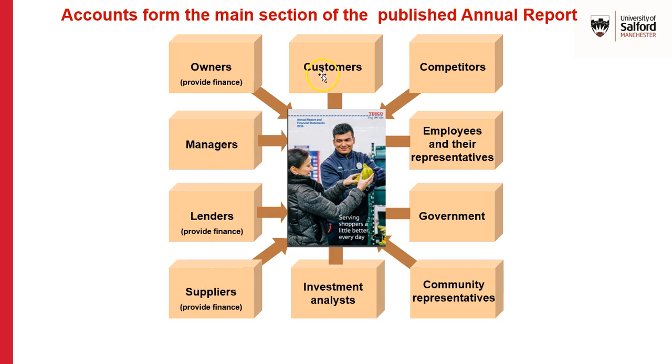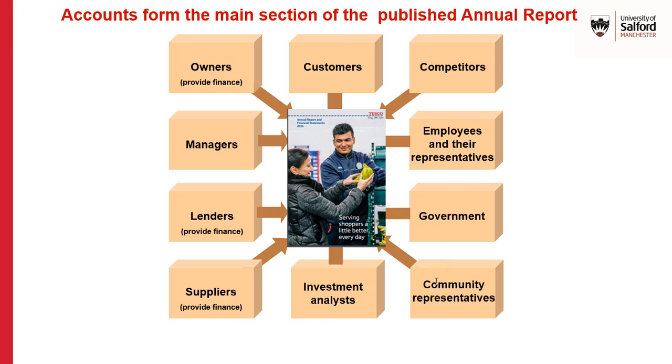The other parties, as you can see: managers are obviously interested in how the company looks to the outside world. Customers may be interested, competitors obviously interested, employees in wage negotiations. The government is concerned about the regulation of the markets and the behaviour of companies, so they will be looking at accounts. One of the requirements imposed by government, for instance, is the need to report directors' remuneration, from political pressure about the difference between the highest and lowest paid in the company.